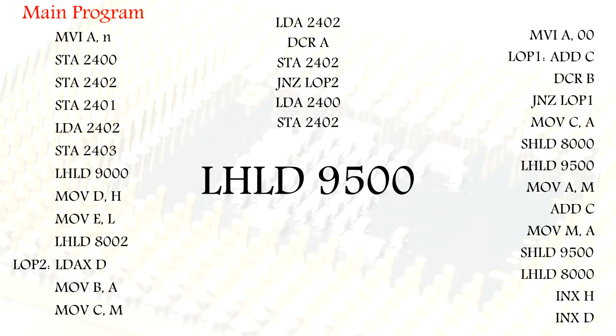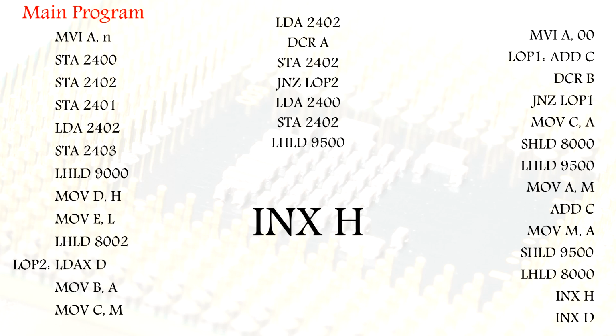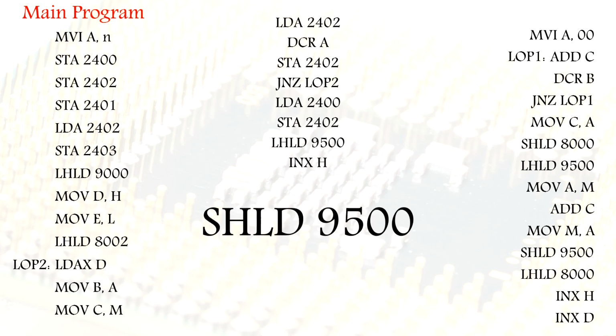Also we need to now increment 6501 to 6502. So for that, first get 9500. Get 6501 from 9500 using the LHLD instruction, increment that, and then store it back at 9500. So what we have done using these instructions is that we have incremented 6501 towards 6502.